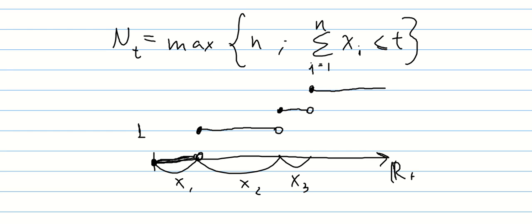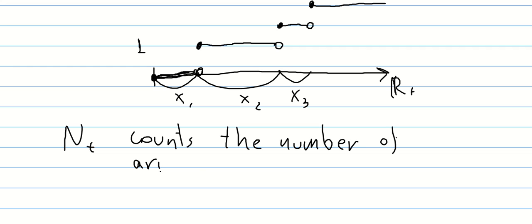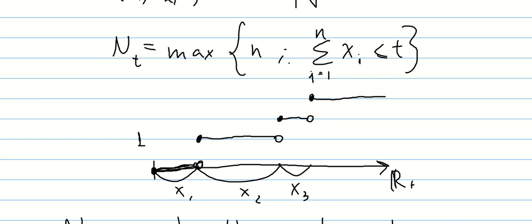So what this process does is it counts the number of arrivals until time t. So if you look back here, now it makes more sense. I'm looking at a time t and I want to know the maximum number of arrivals that fit until time t. I cannot count an arrival that the sum will jump over t. For example, if this is t and this is x4, I don't want to count x4, I don't want to put 4 here because the sum would go over t.